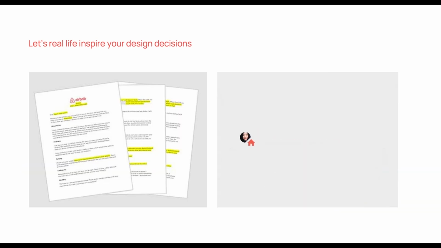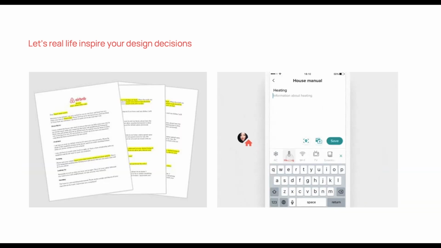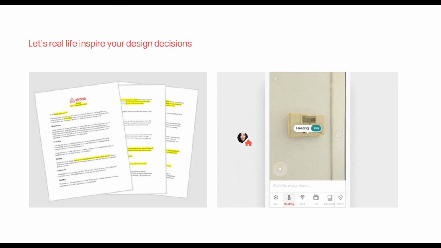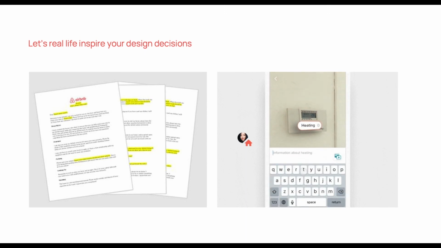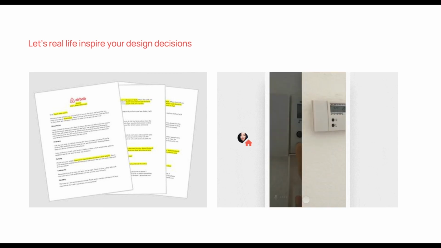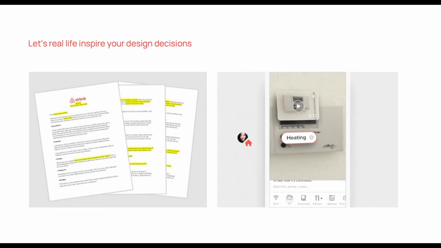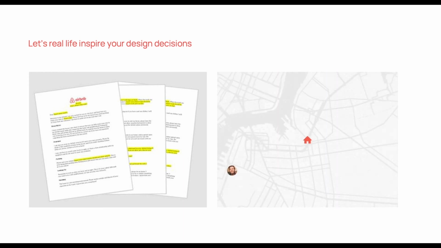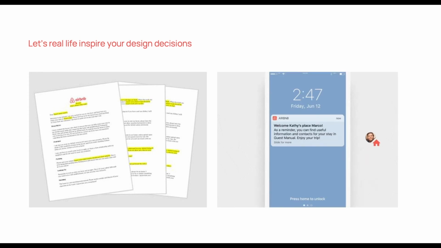Or this Airbnb manual example. It's basically an application that transforms paper instructions into physical notes. You can use this application to annotate all the important elements, the key points in your house, to help the guest find relevant information. For example, how to turn on the heating, how to fix the radiator, or where to find towels.